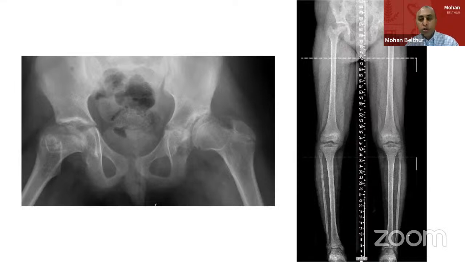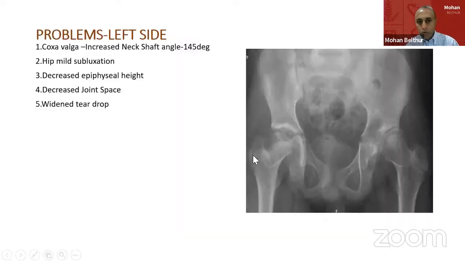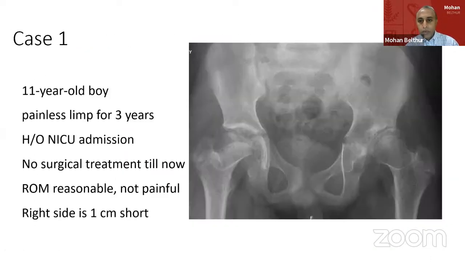So what do you think was the cause of this hip condition? You didn't touch upon that. You did say that he was admitted in the NICU when he was a year old. He didn't have any surgery, and he must have had some treatment because he wouldn't have been admitted to the NICU with no treatment. So what was the cause of these problems in the hip? What do you guys think?